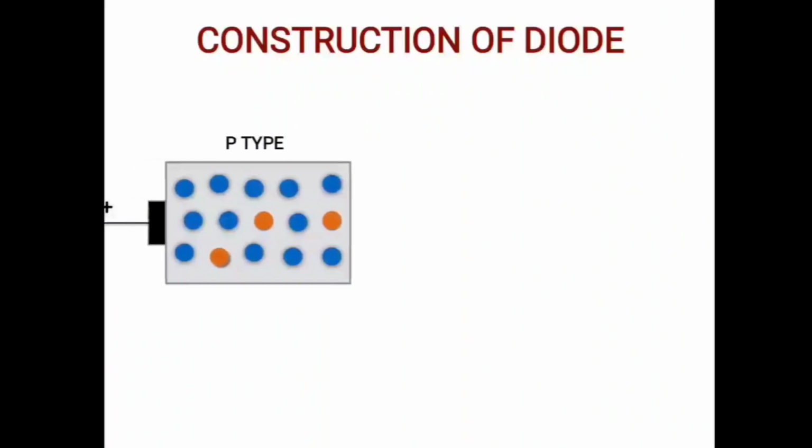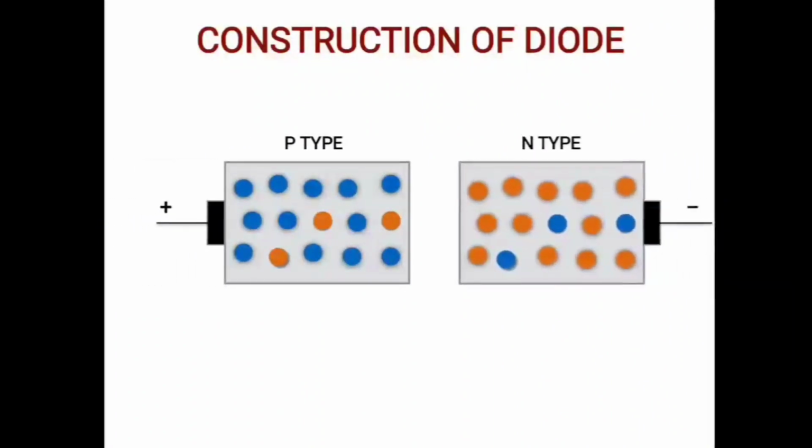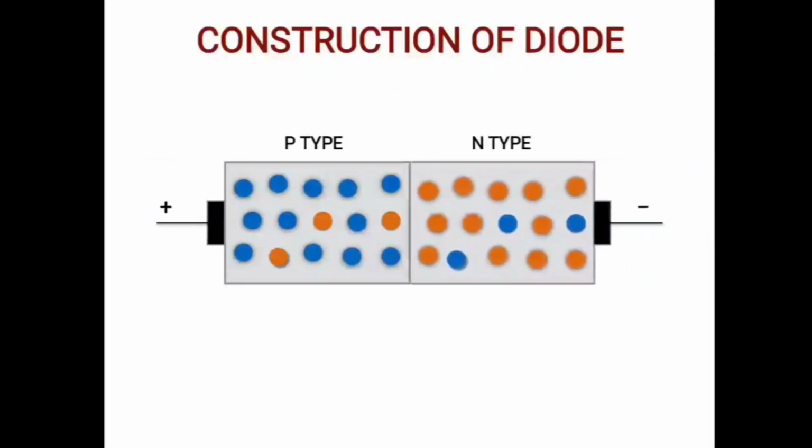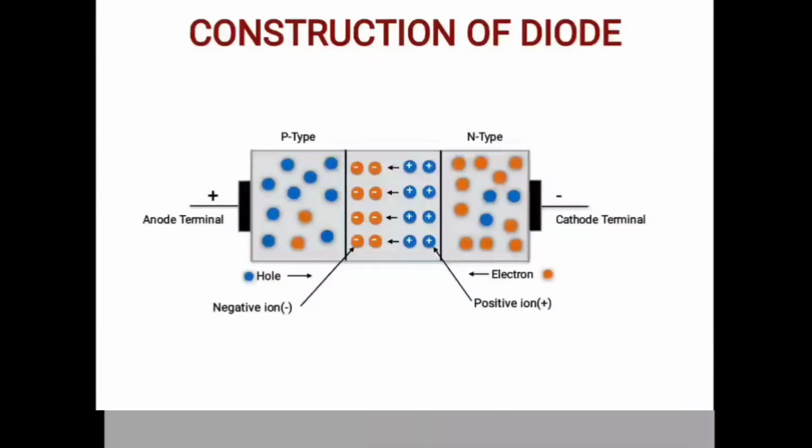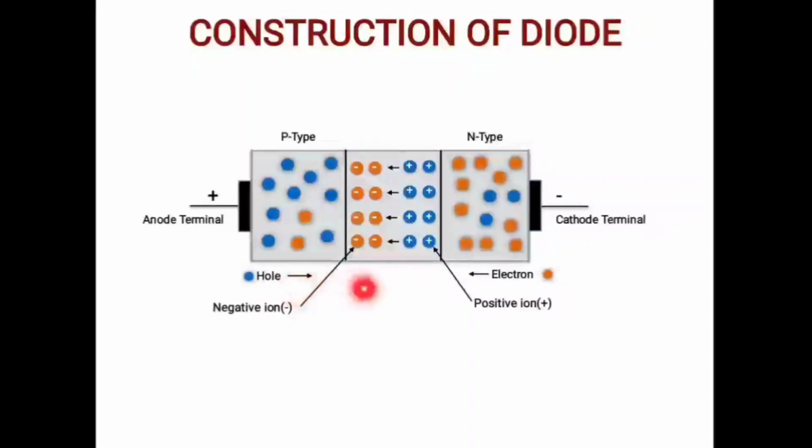When one newly doped p-type semiconductor and one newly doped n-type semiconductor of the same crystal are suitably joined together to form a junction, it is called a p-n junction. As opposite charges attract each other, in a p-n junction also, a few holes in the p region tend to move towards the n region, and similarly a few electrons of the n region move towards the p region.